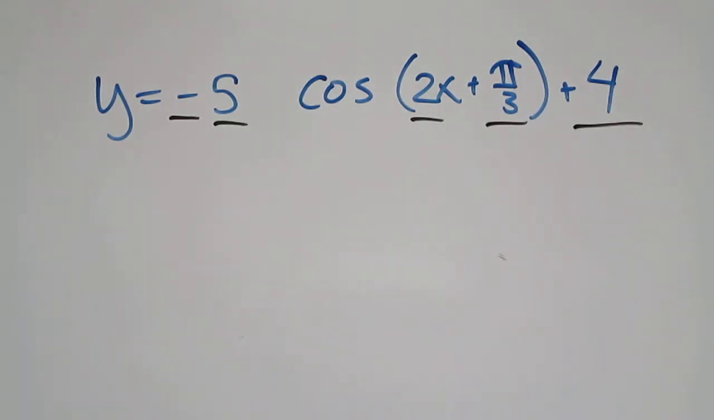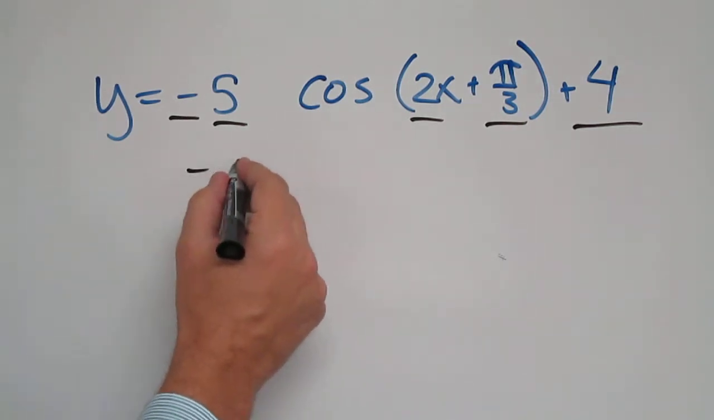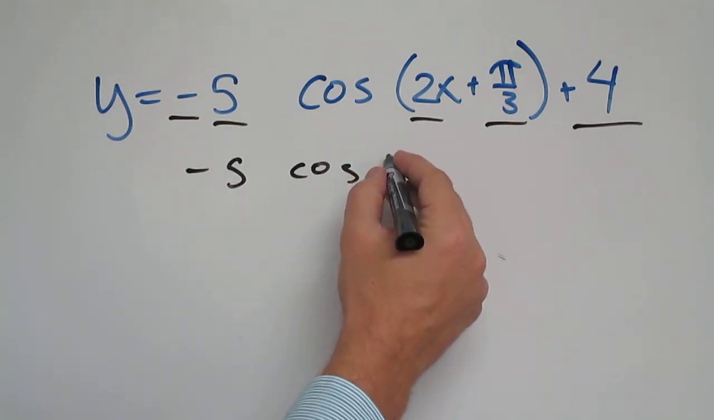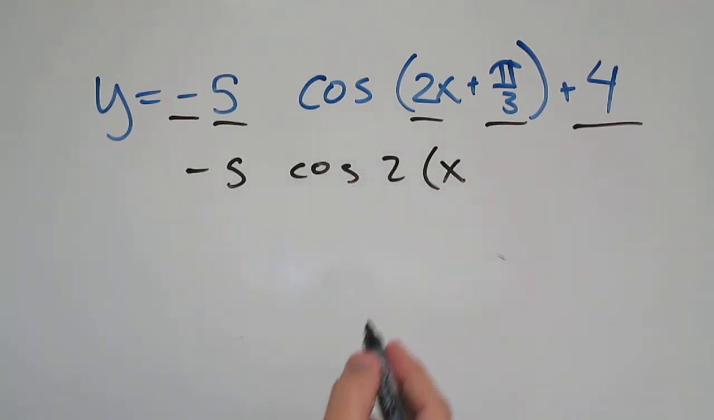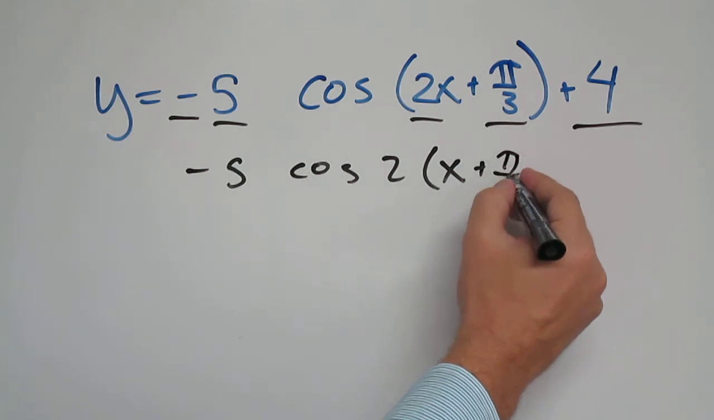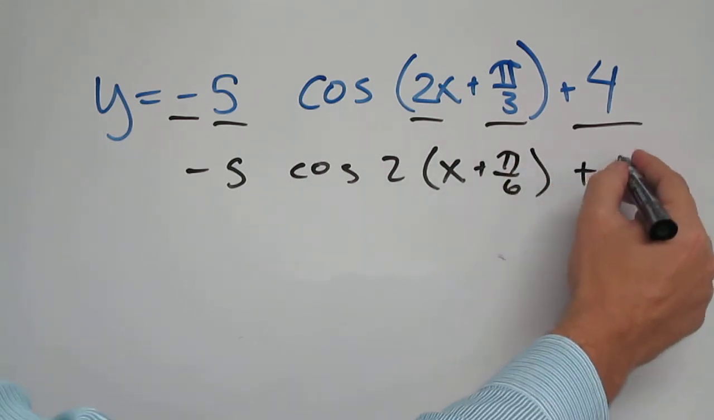And so it's a cosine curve, and usually the first thing I like to do is write it in a way where I can split out the phase shift from the change to the period. So if I factor a 2 out, this would actually become pi over 6, and I'll leave that plus 4 alone.